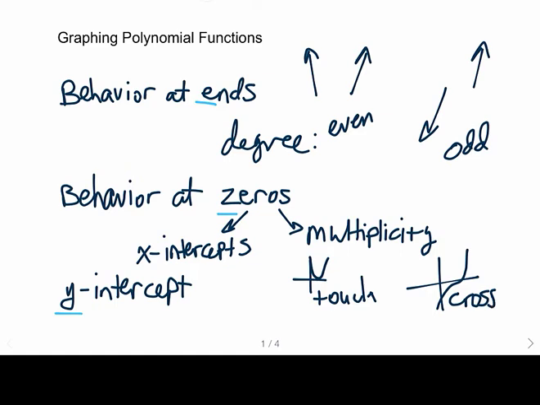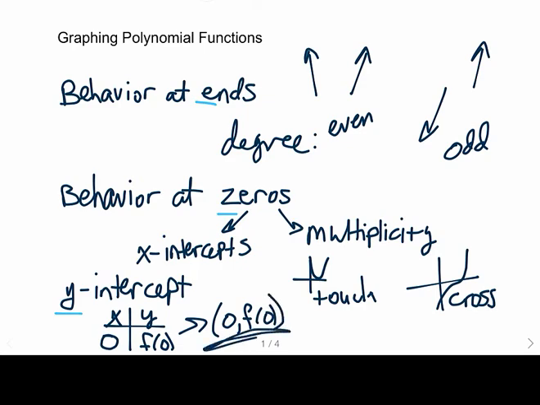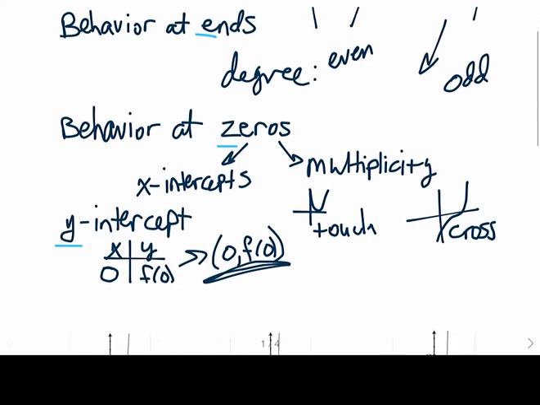And finally, we're going to consider the y-intercept, and as you know, for any y-intercept, x is 0, and if we have a function f(x), then what we're looking for is the point (0, f(0)). In other words, we put 0 into the expression for the function to find out where the graph crosses the y-axis. We're first going to examine behavior at the ends.